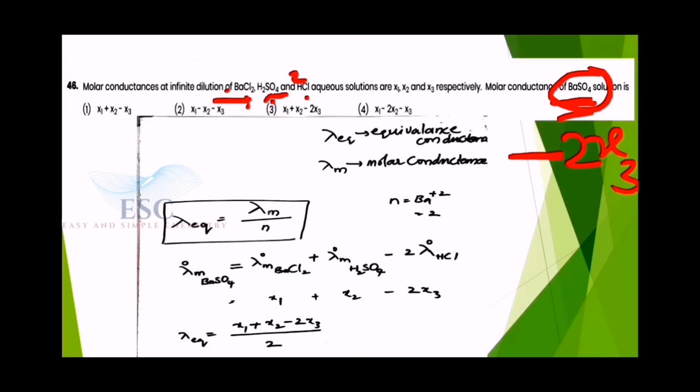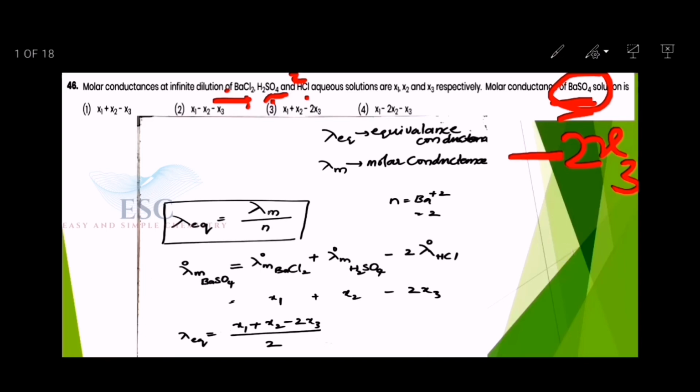The equivalent conductance is equal to the ratio between molar conductance and number of electrons. So first you have to find the molar conductance. The molar conductance of barium sulfate is equal to the barium chloride plus sulfuric acid molar conductance, minus, because we are removing the hydrogens and chlorines as HCl. So this is X1 and this is X2, minus 2X3.